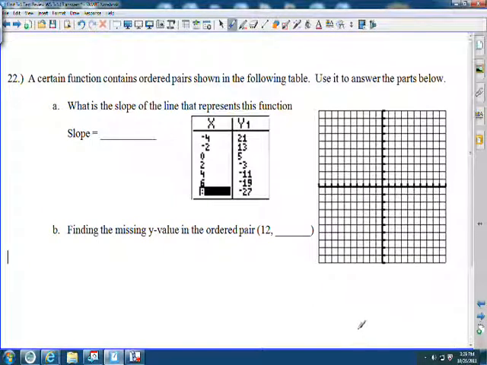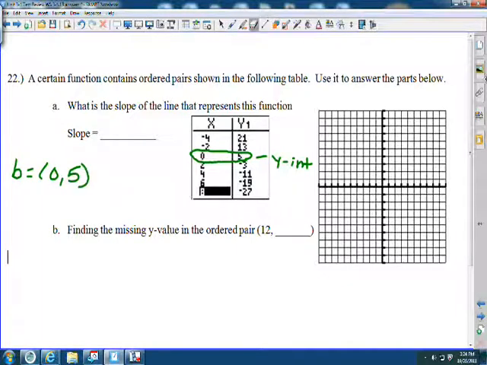Next, a certain function contains ordered pairs shown in the following table. Use it to answer the following parts. What is the slope of the line? Okay, right here I've got 0, 5. What is that? That is my y-intercept. Okay, so I'm going to put B. I'm going to make my y-intercept 0, 5. But actually, that's not even what it was talking about. So let's go back over here.